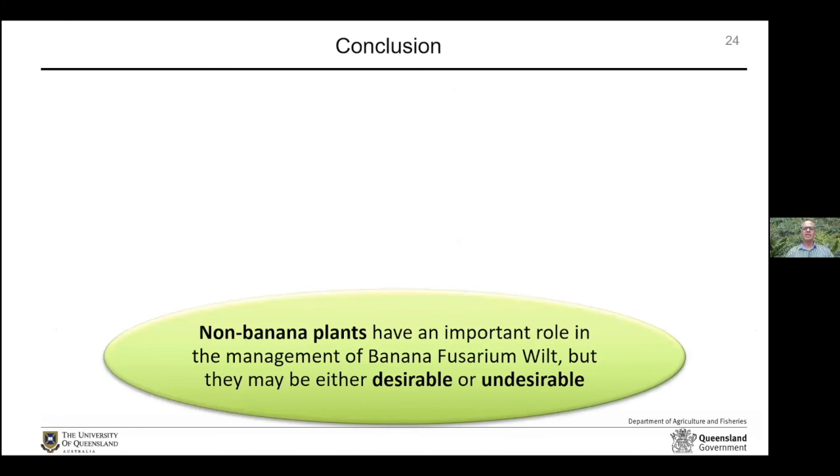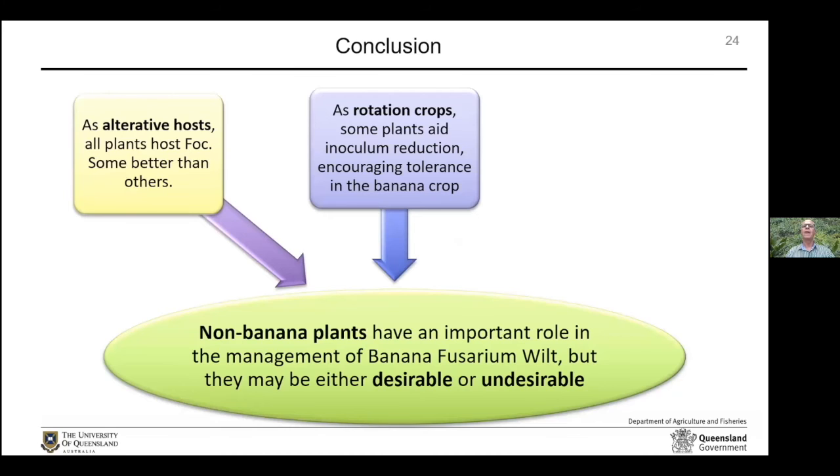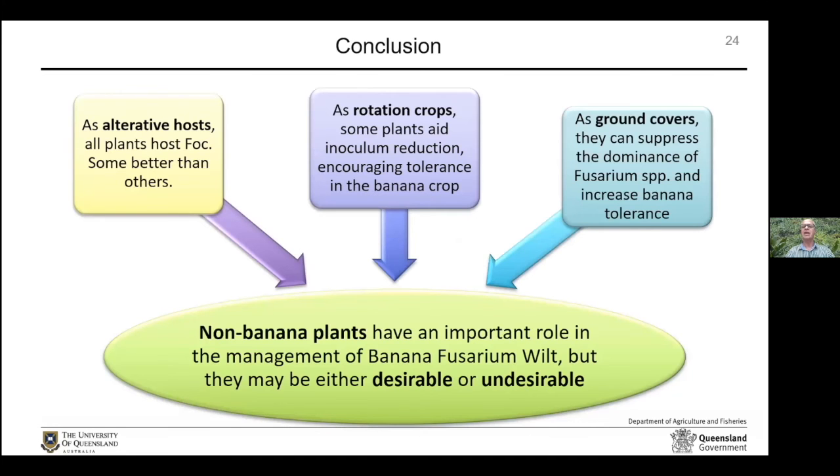So just to reiterate this point, non-banana plants have an important role in the management of Fusarium wilt, be they desirable or undesirable. As alternative hosts, we can think of them that all plants are hosts to FOC. It's just that some are better than others. As rotation crops, some plants aid inoculum reduction, encouraging tolerance in the banana crop. And as ground covers or intercrops, they can suppress the dominance of the Fusarium species and increase the tolerance of the bananas we are growing.